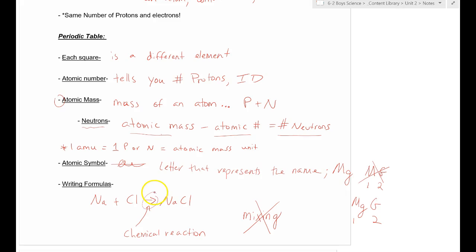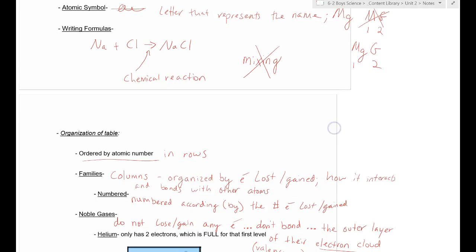This is not the same as mixing. That's why mixing is crossed out. If you add salt to water, there's no chemical reaction that bonds salt and water together. You just have salty water. If you boil off the water, you're left with a bunch of salt. That's how you know that they did not chemically bond together.